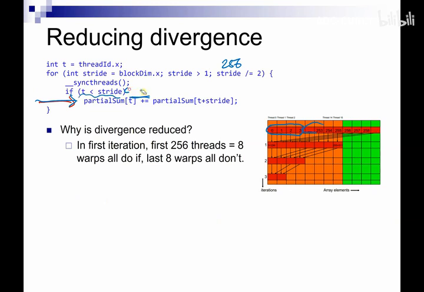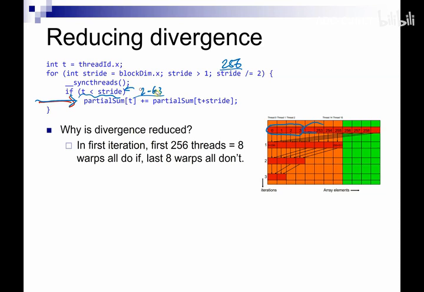Okay, now you can look at the next warp. The next warp is going to consist of threads 32 up to 63, right? Because it's 32 threads per warp. They're also all going to satisfy this condition, right? Stride is 256, so this entire warp satisfies the condition. So there's no divergence in this warp.